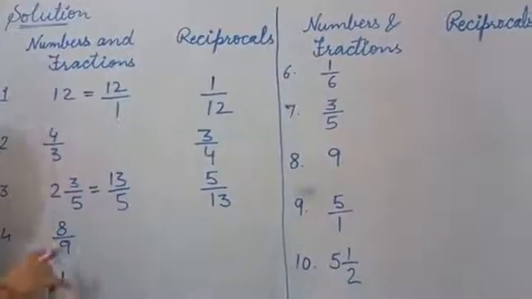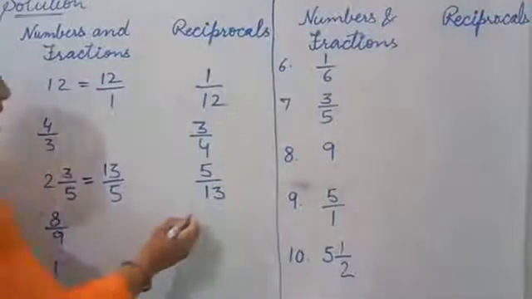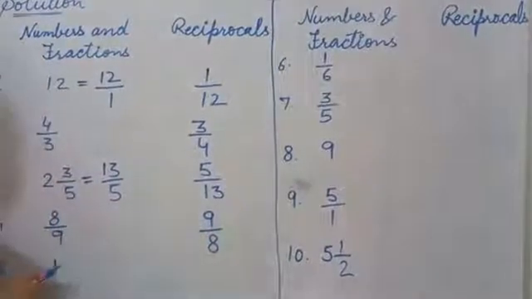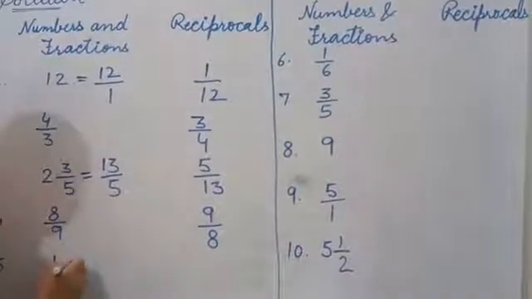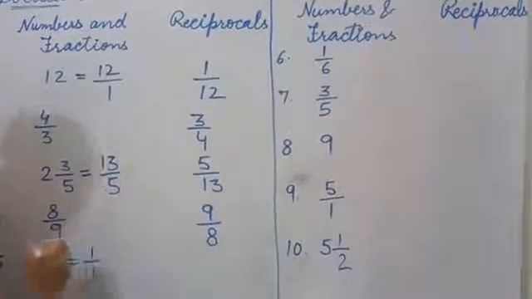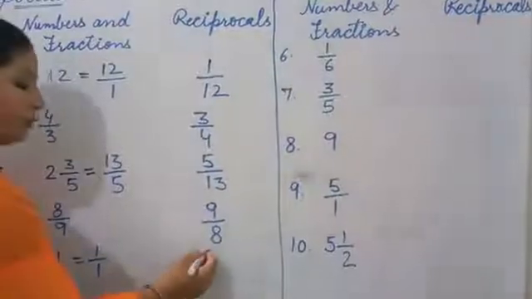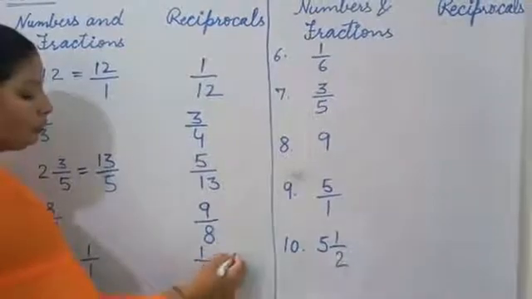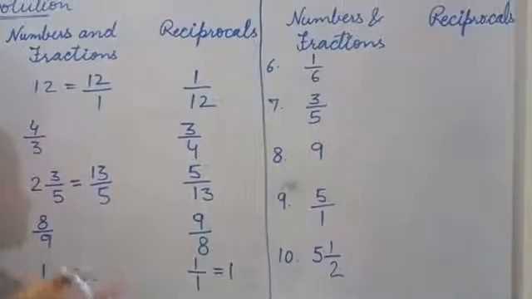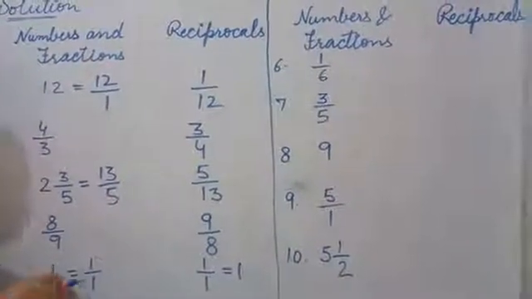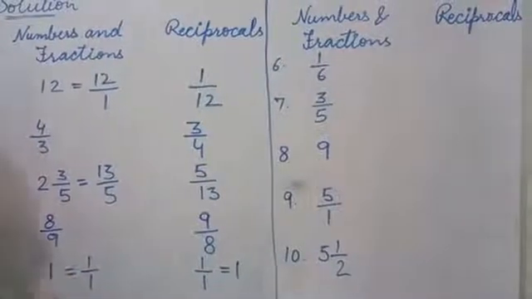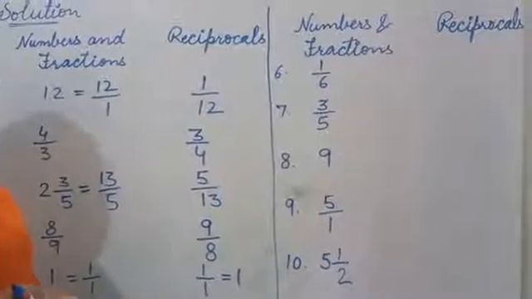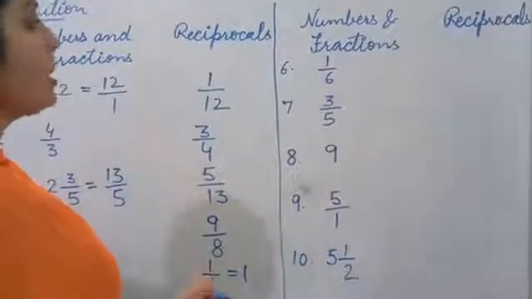Next, question 4, 8 upon 9. So it becomes 9 upon 8. Question 5, 1. There is no denominator in 1, so 1 upon 1. So its reciprocal again is 1 upon 1, because numerator and denominator are the same, and that equals 1. That means the reciprocal of 1 is 1. Okay? Because the denominator is also 1 and that equals 1. So the reciprocal is the same, of 1.